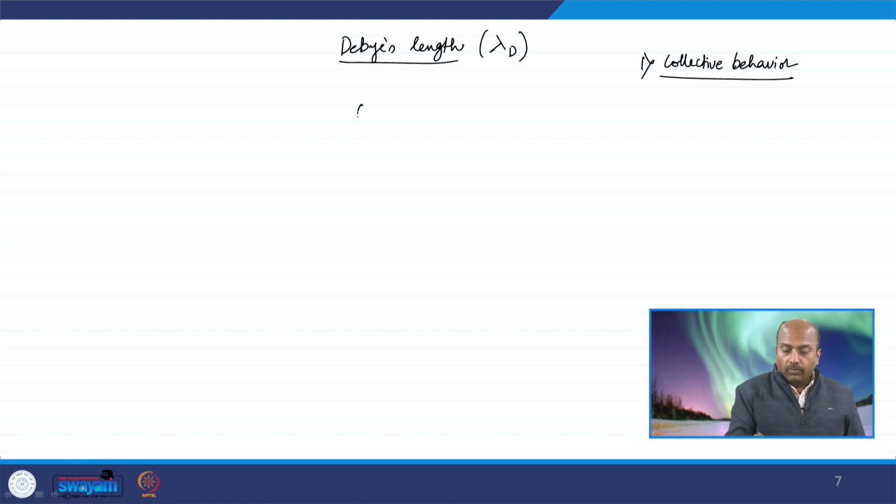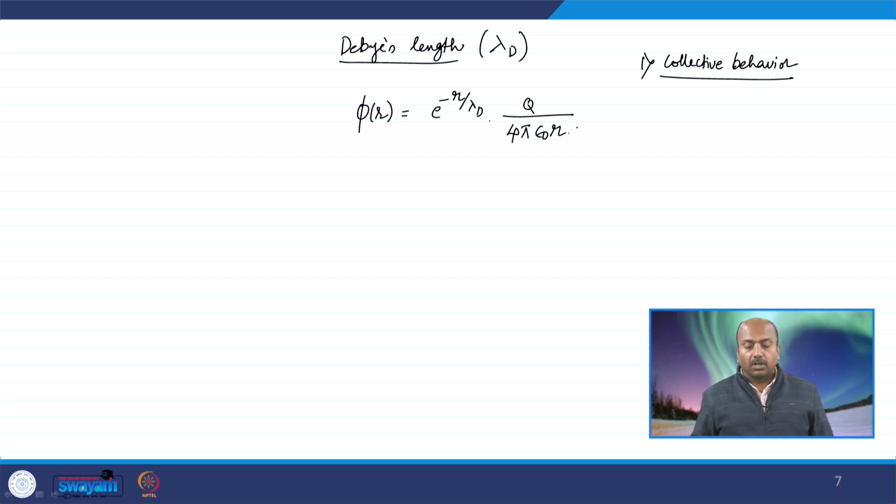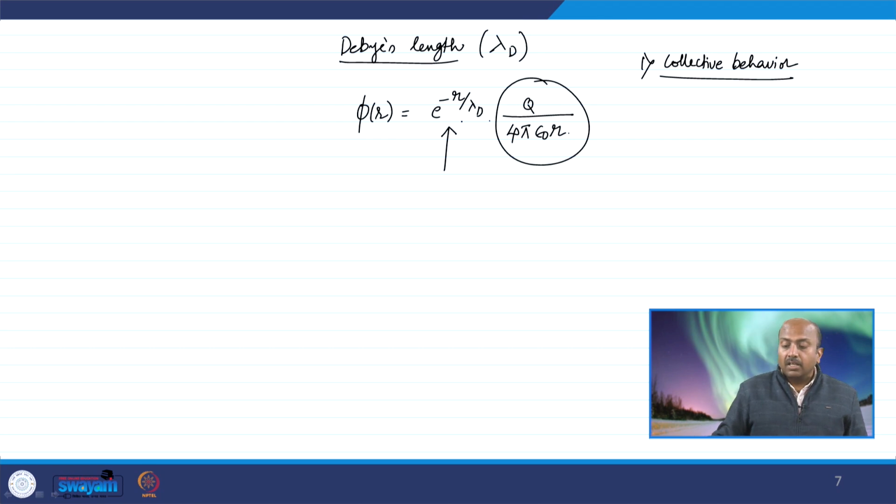Okay. So we call it the Debye potential, as e to the power of minus r by lambda D into q by 4 pi epsilon naught r. So this is called the Debye potential. This one is the Coulomb potential that we are familiar with. Any charge q, the potential due to any charge q can be written as this. You have an additional term e to the power of minus r by lambda D, in which lambda D is a scaling parameter. Every distance is scaled in the units of lambda D.